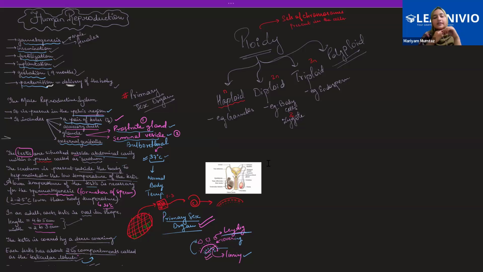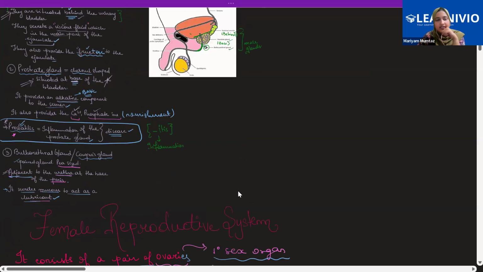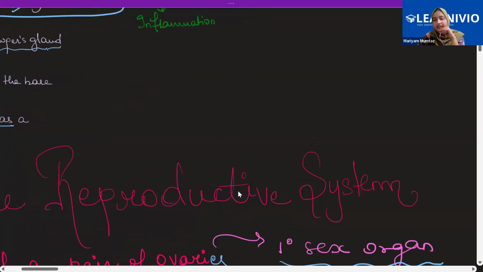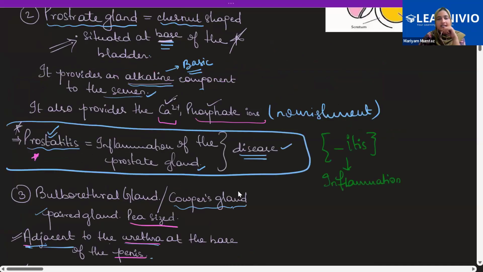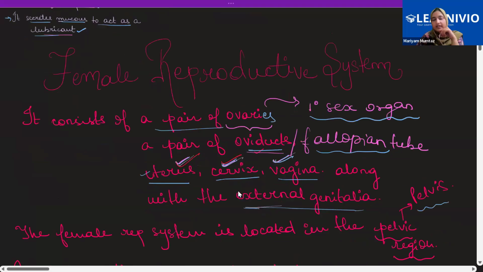So I believe in the previous class, we had completed the human male reproductive system, right? We discussed the various glands and accessory ducts and everything. Today, we will begin with the female reproductive system.